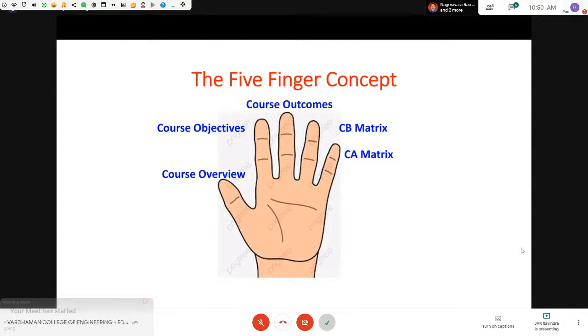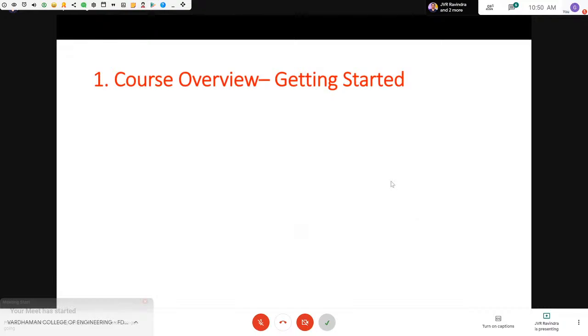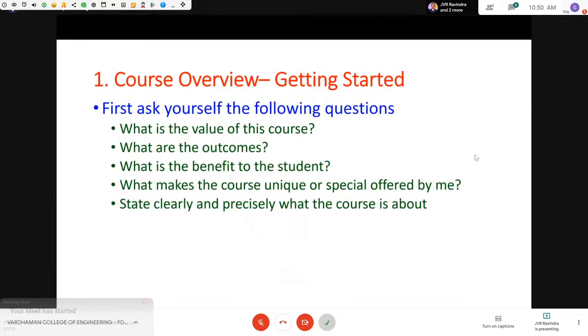If you don't write the overview correctly, then it goes in a wrong way. Okay, so now let us get started. The course overview, whatever I said, comes here. We just have to ask certain questions here: what is the value of the course? A value is not really measured with respect to importance for GATE or GRE or some exams. Forget about all these things.